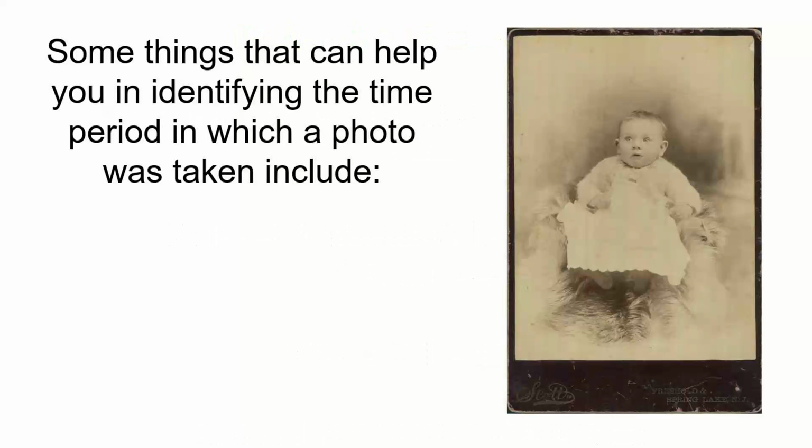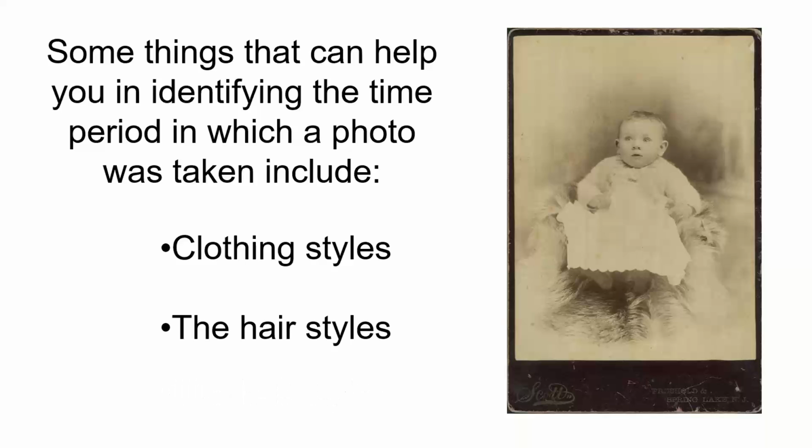There are some things that can help you in identifying the time period when the photo was taken, and sometimes they don't. Children's photos can be a challenge, but some of the things that can help you are clothing styles. Look at the individual in the photo. What are they wearing? Another one is hairstyles, especially for women. They've changed over time. Men, to some degree, you can look at old photos and tell that's an older hairstyle, but women's fashions change.